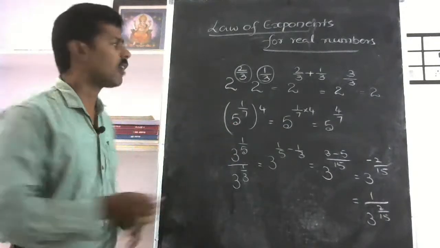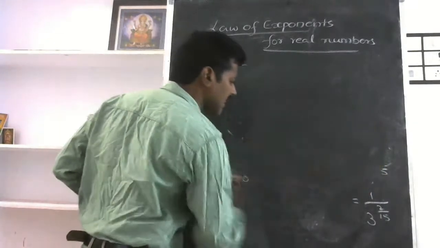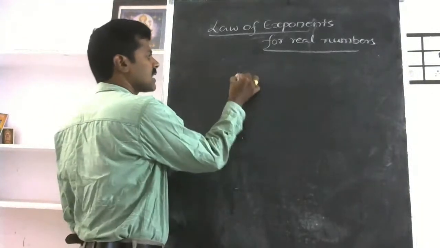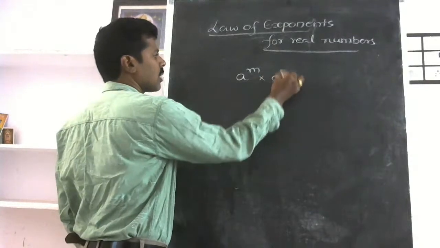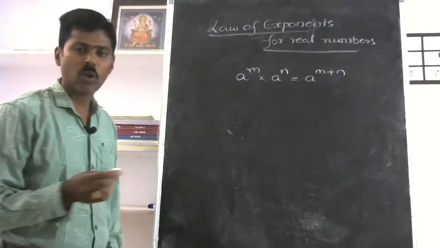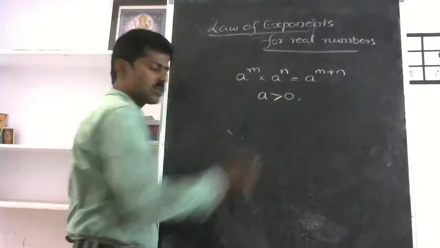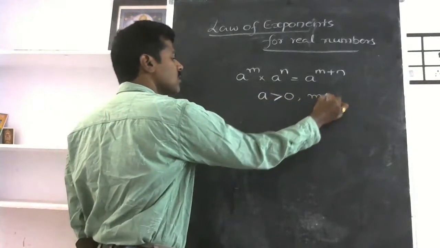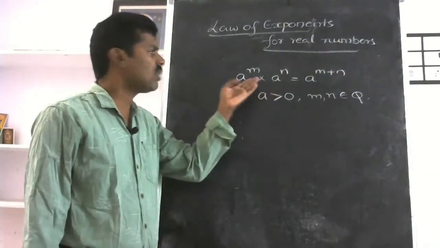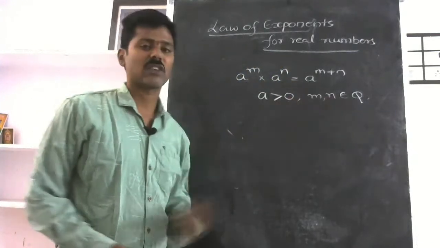Whenever you write the formula, a power m into a power n, or a power p into a power q, anything, from now onwards you have to mention conditions compulsorily. For example, a power m into a power n as a power m plus n. For this you have to mention that a should be greater than 0, a should be positive, and m and n should be rational numbers. Previously we mentioned only integers; now, by extension, we can go with rational numbers.